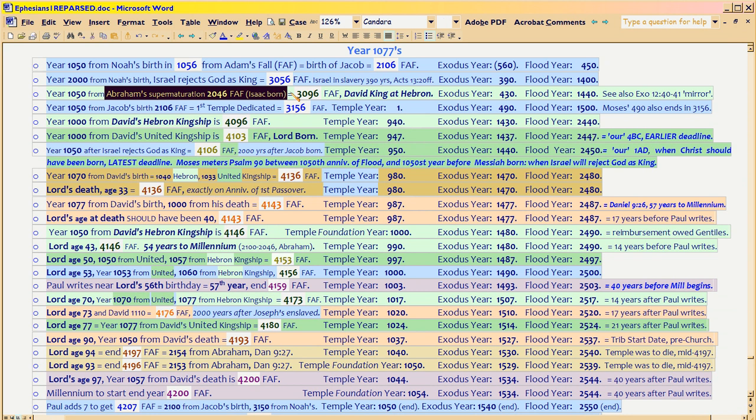But there's a problem that ends up occurring as a result of David's death versus the time track here about the temple. So we're going to see another interplay of deadlines that impact when the Lord is born and dies.